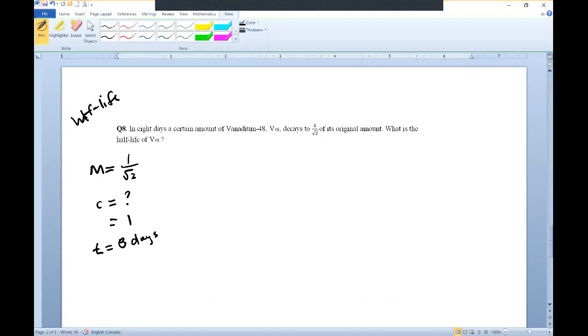So how do we set this up? Using the equation, 1 over root 2, that's the m. The c is our 1, so we'll put 1 there. It's a half-life problem, so we put the half there. And time is 8, so 8 over h. So we're solving for h, the half-life.